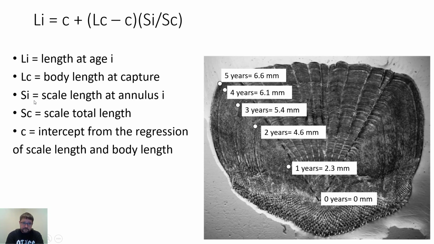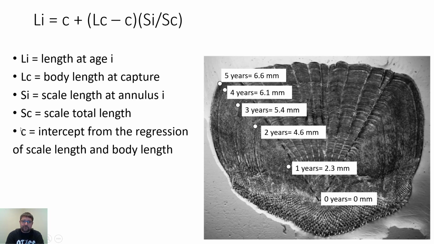Si is the scale length at the annulus i. So how big from the focus to the point on the scale of 2 years old, how big was that? In this case, it's 4.6 millimeters. Sc is the total scale length from the focus all the way to the edge. And in this case, it's 6.6 millimeters because 5 years is right at the edge.